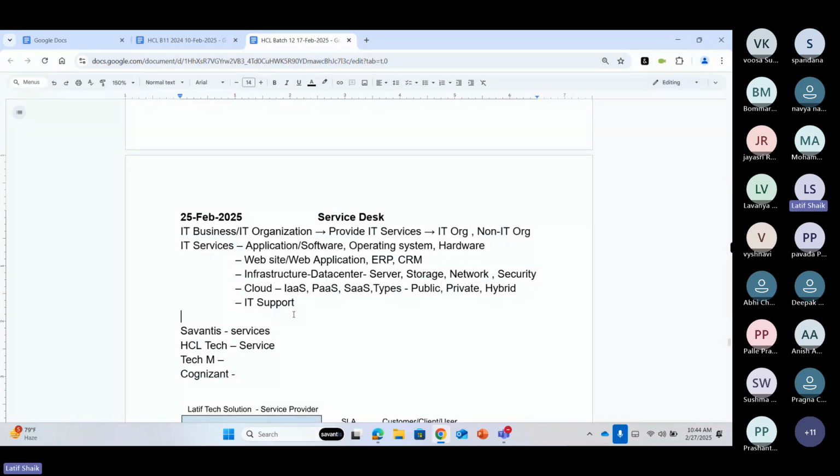And different types of web applications. Application development is one of the web applications, not regular desktop applications, different types of software, hardware, operating systems, drivers. These are all different kinds of IT services. So ERP based solutions and CRM based solutions we are providing. These are all application based solutions. So we provide different types of IT services to different types of customers.